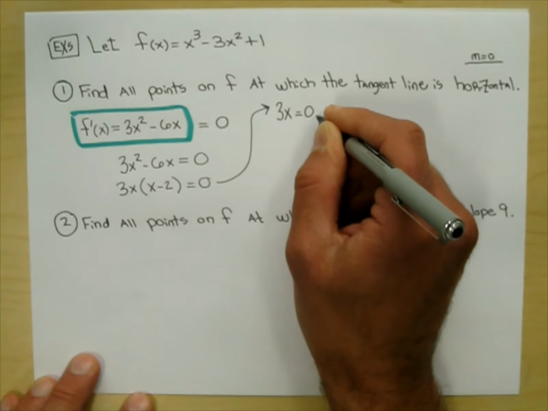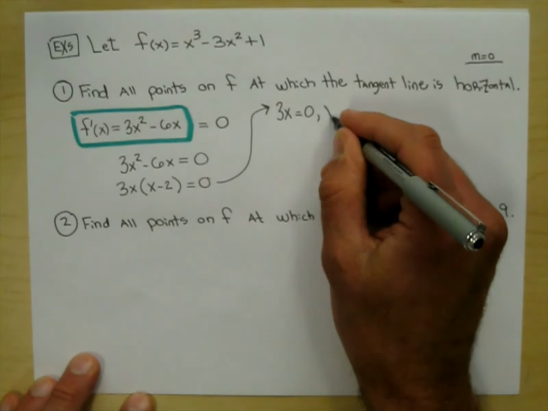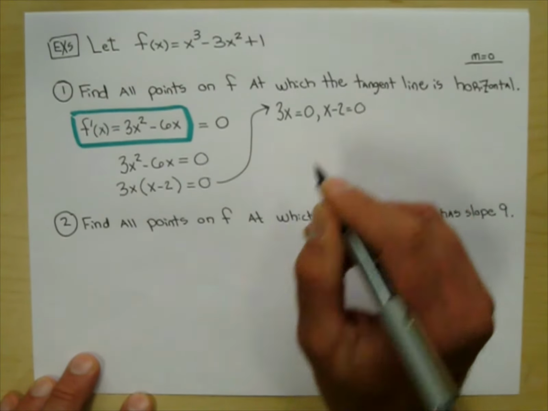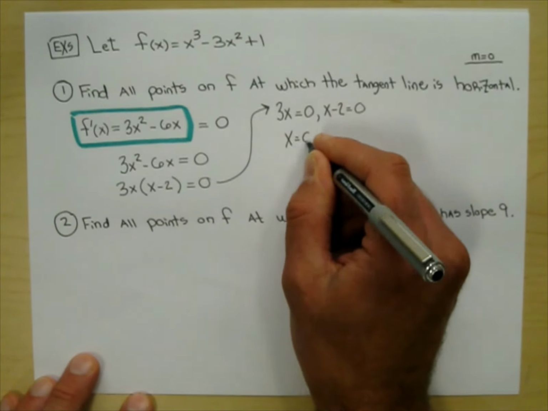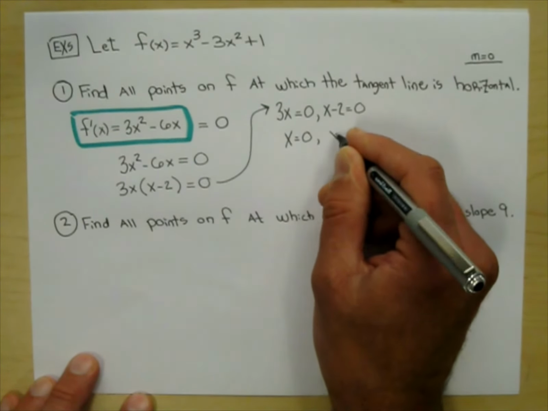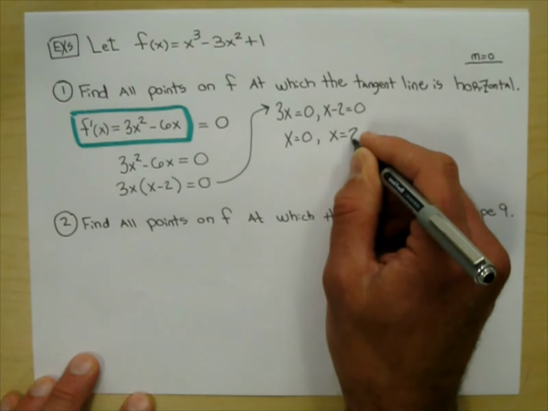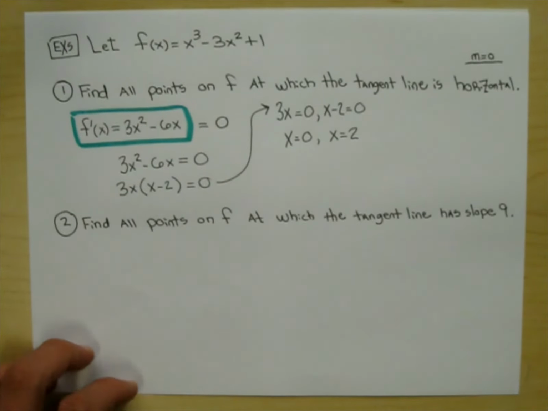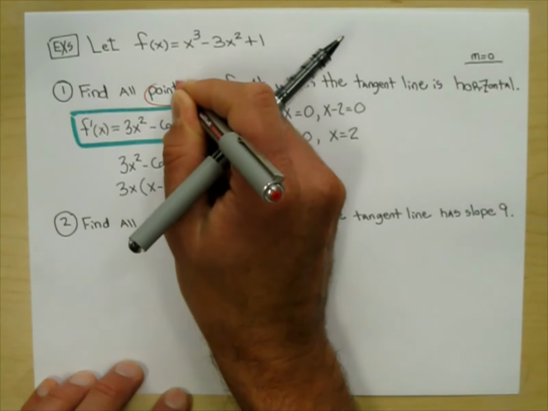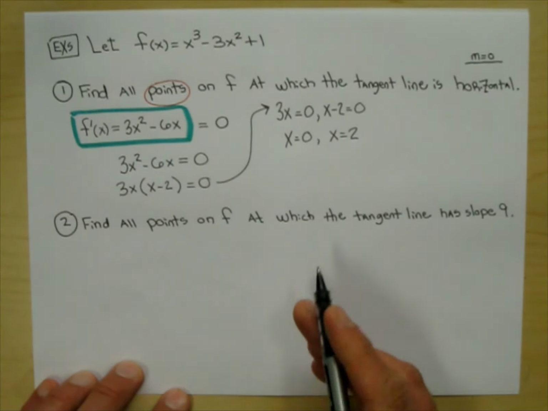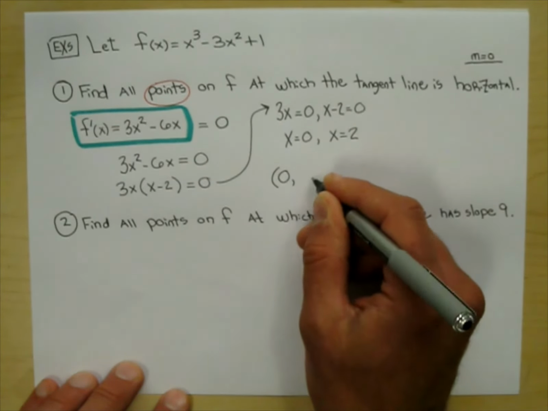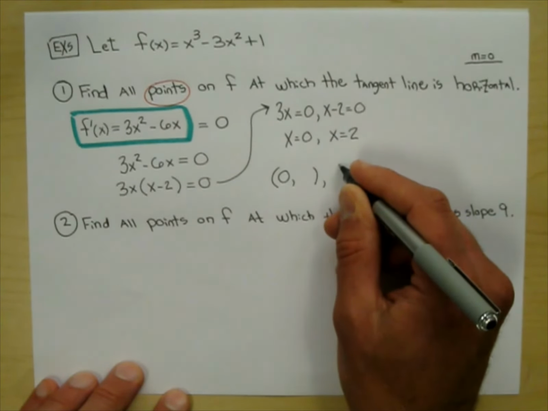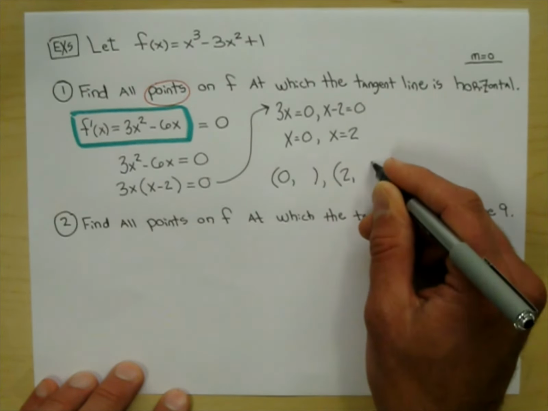3x equals 0. Set each factor equal to 0. x minus 2 equals 0. So I'm going to actually get two x values: x equals 0 and x equals 2. Now, what are they asking for? They are asking for find all the points. Our points are going to be ordered pairs: 0, comma something, and then the other one is going to be 2, comma something.